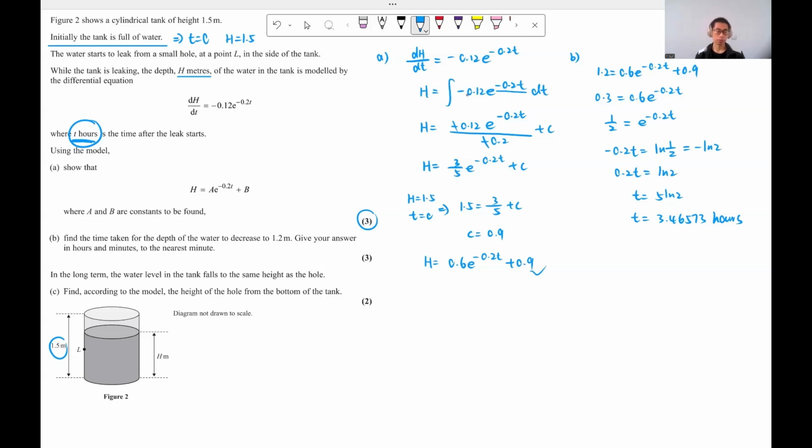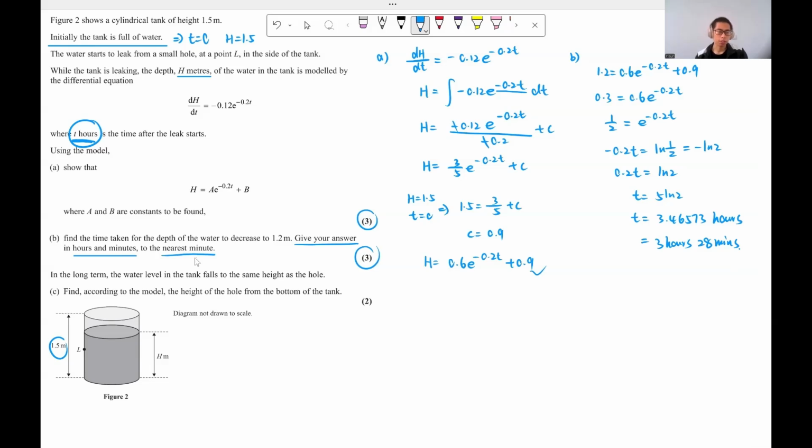But be careful about what they're asking you. Give your answer in hours and minutes to the nearest minute. So that should be 3 hours, and then we need to change 0.46573 hours into minutes. So multiply by 60 for 0.46573, and that'll be 27.94. And they want it to the nearest minute, so 27.94 is just 28 minutes. So that will be the final answer for part (b). That's another 3 marks.